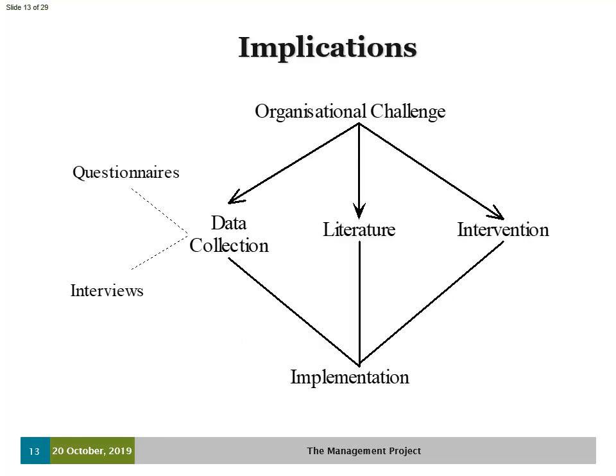So there are various implications for this, and this is a diagram I refer to as a management project diamond because there needs to be three elements to it. First of all, there needs to be literature, which is literature from the relevant areas of management and business that are going to be relevant to your particular problem, issue, challenge or opportunity.